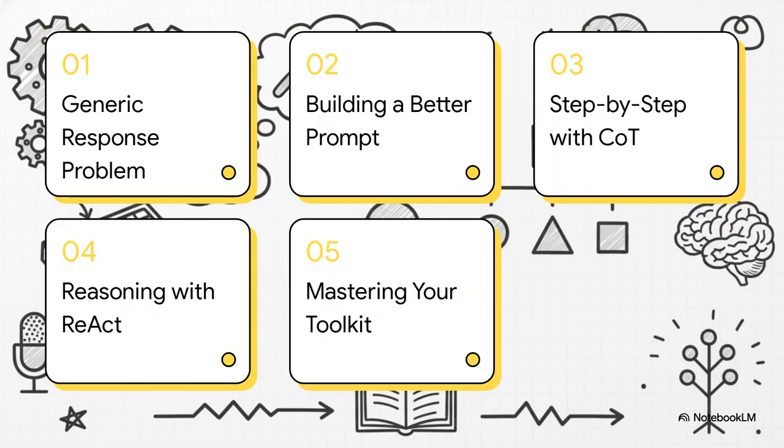Here's our game plan. We'll quickly hit on why vague prompts are a waste of time. Then, we'll build up our foundational prompting toolkit. From there, we'll dive into advanced logic with chain of thought and then build autonomous agents with ReAct. And to finish, we'll wrap it all up with a developer's cheat sheet.